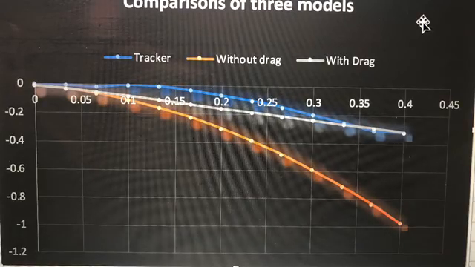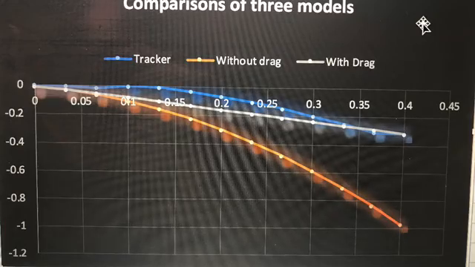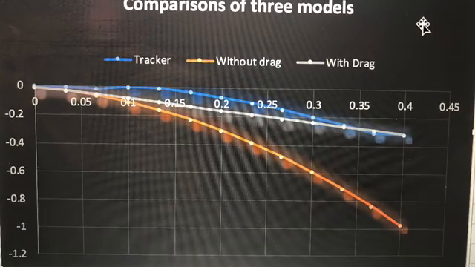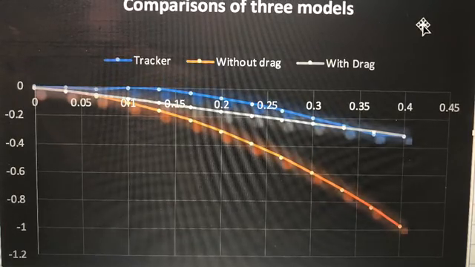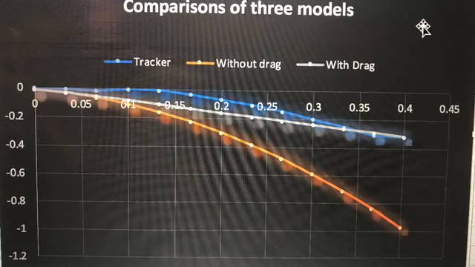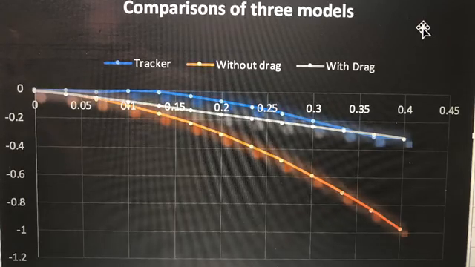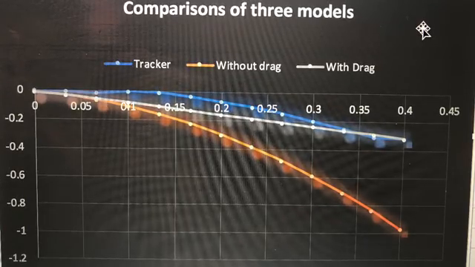This line plot shows us a comparison between our three sets of data points obtained from our three different models. One set, the blue line, represents the data points from the tracker software. The orange line represents the computational model that used a calculation without drag, and the white line, or the silver line, represents the computational model that used force with drag.